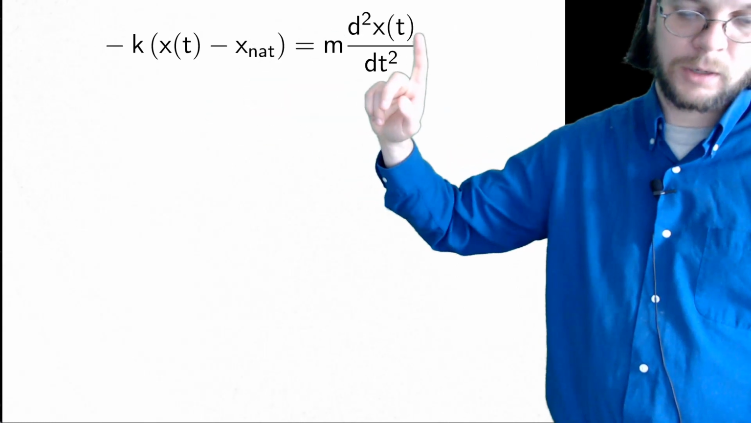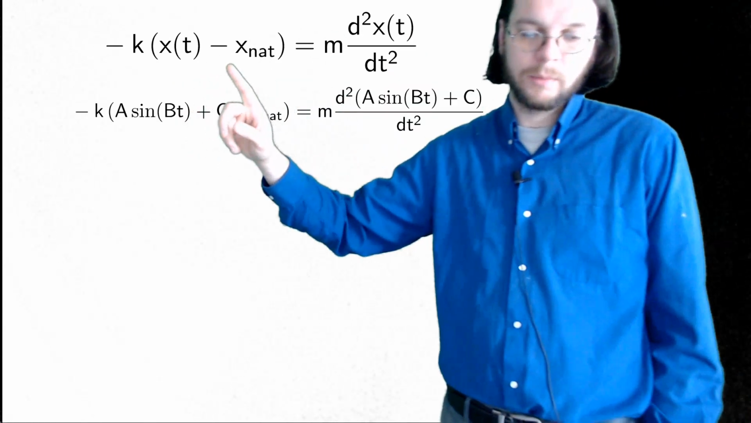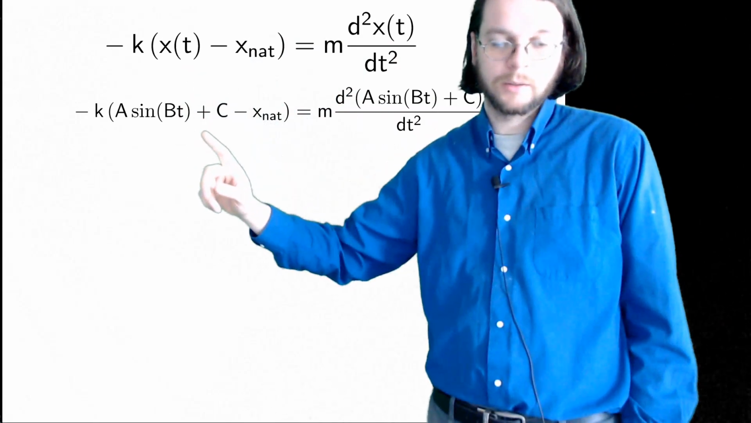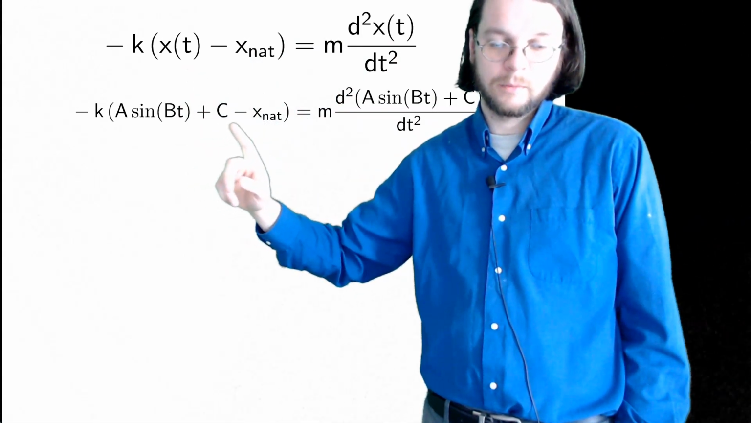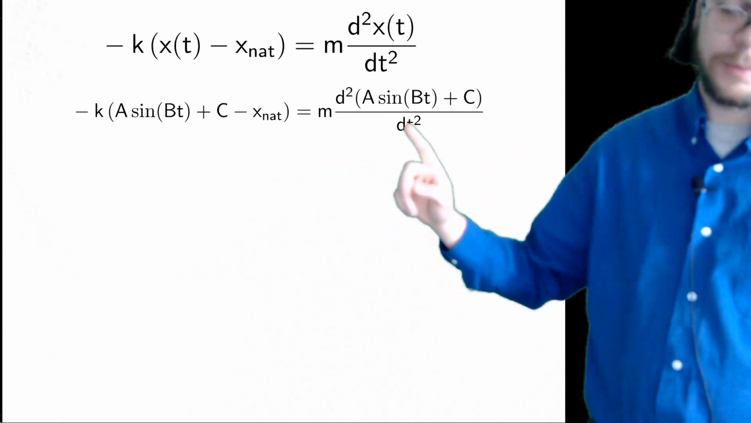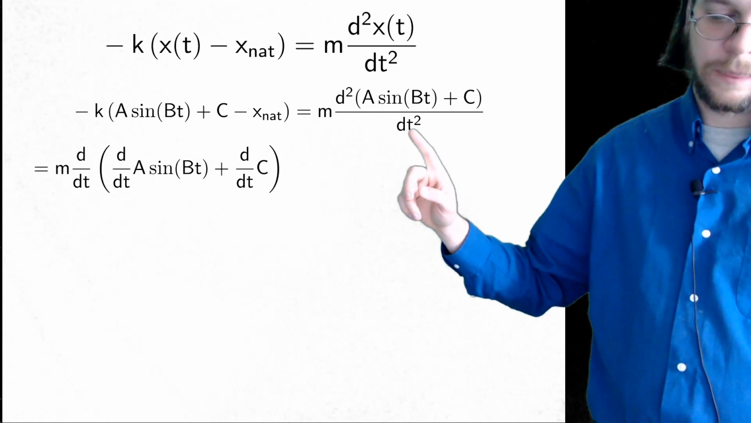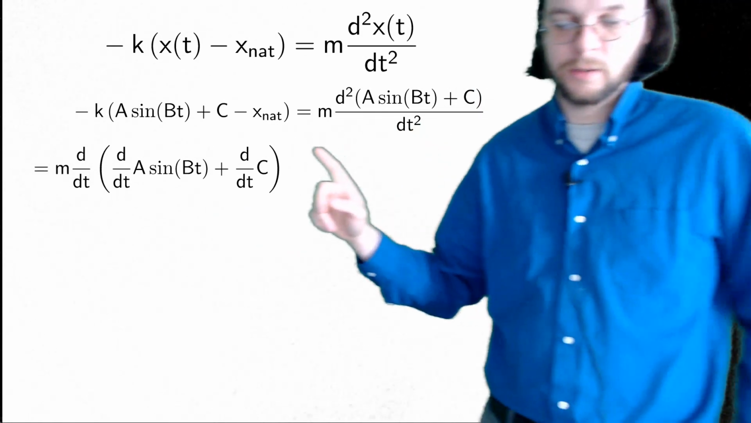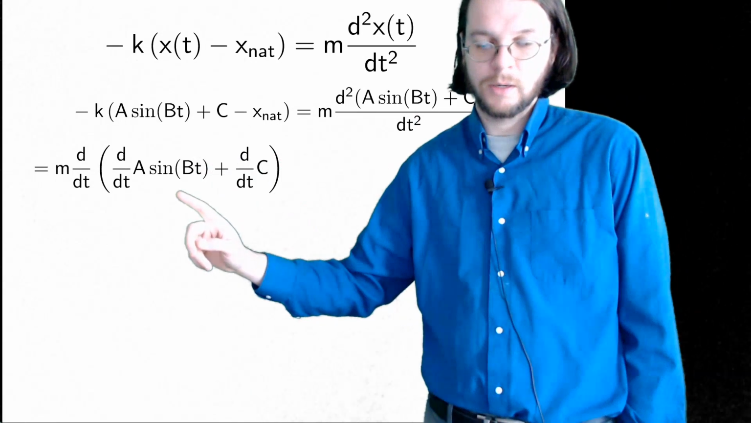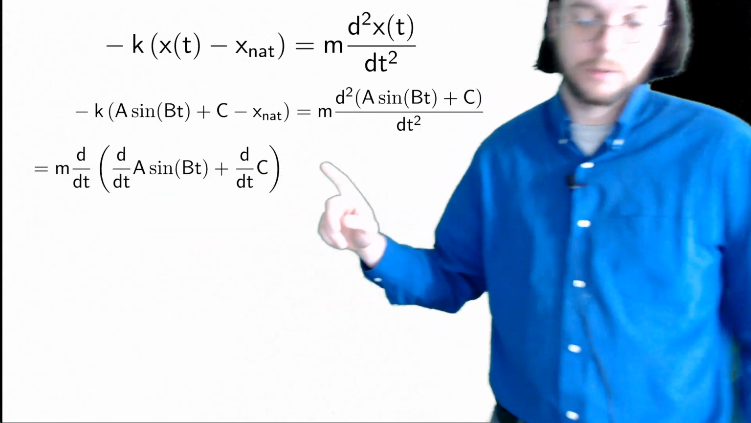In a second, I'll have to take a bunch of derivatives of this thing. So all right, there I did. I subbed our guess into here like this, sine bt plus c, same thing over here. And so we can take some derivatives of this, right? It's a second derivative, so I can take the first derivative of this stuff and then do the derivative of that again, right?